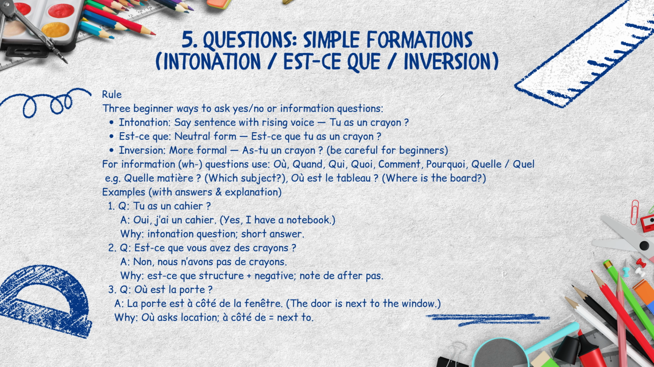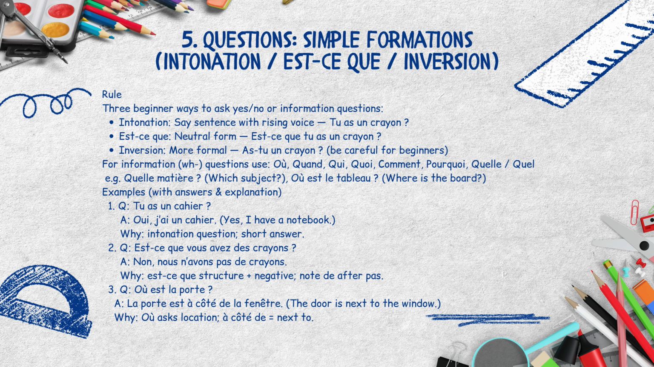Now, we will learn how to ask questions in French. There are three simple ways to do this, by using intonation, est-ce que, and inversion. Let's start with intonation. This is the easiest way. You take a normal sentence and raise your voice at the end, just like in English when you ask a question. For example, you like music?